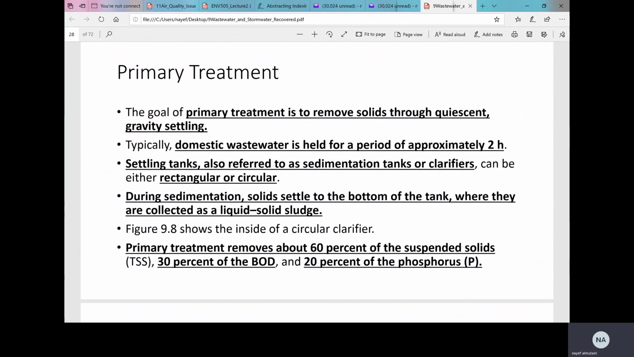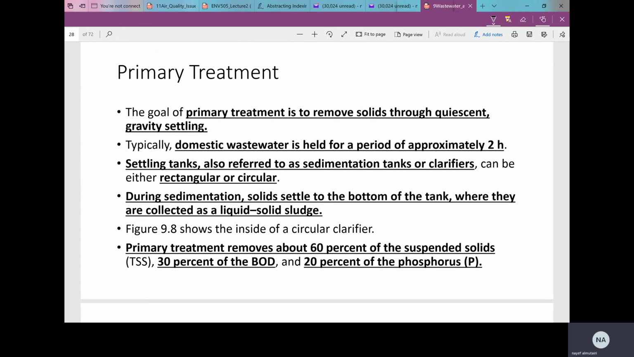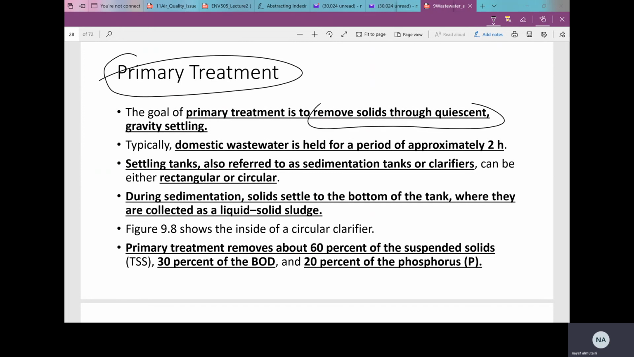Now, we come to the next important process, primary treatment, is to remove solids through quiescent gravity settling. The other one was grit removal. Now here, you are removing solids through quiet again and gravity settling. Here we have 2 hours of settling.